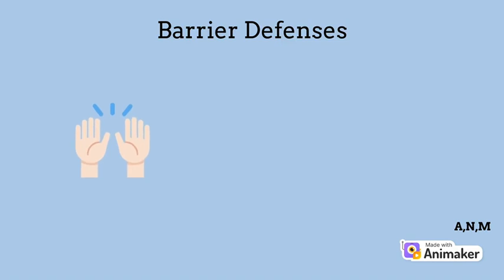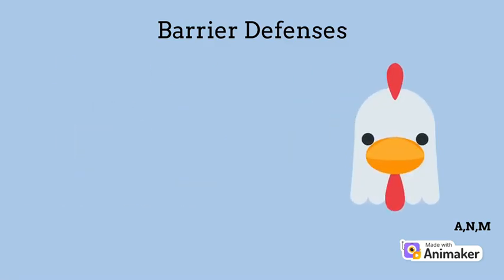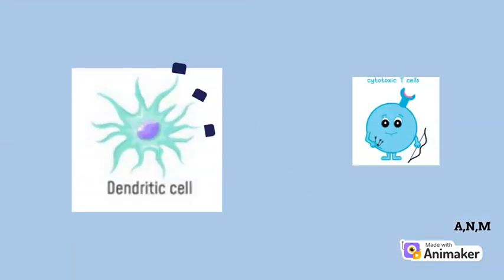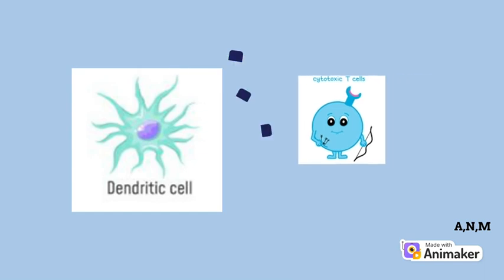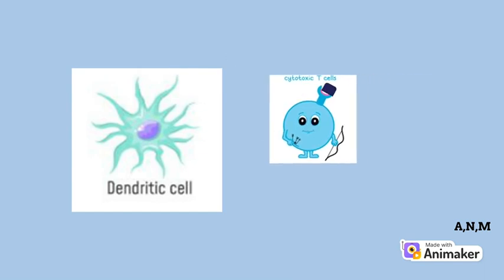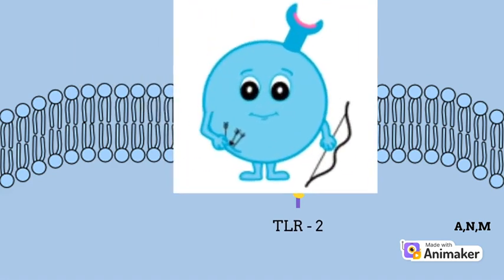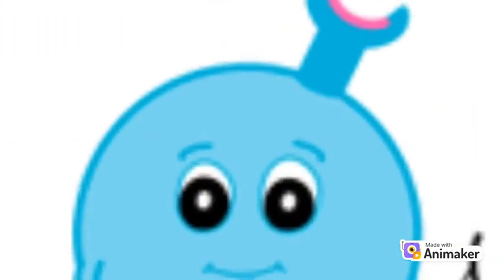Most of the time, barrier defenses are already compromised since shingles resurfaces in people who have already had chickenpox. Next, we enter the adaptive immune system with its arsenal of highly specialized cells and molecules. Upon recognizing the viral antigens presented by dendritic cells, T cells spring into action. Cytotoxic T cells target and destroy virus-infected cells, preventing the spread of the infection.